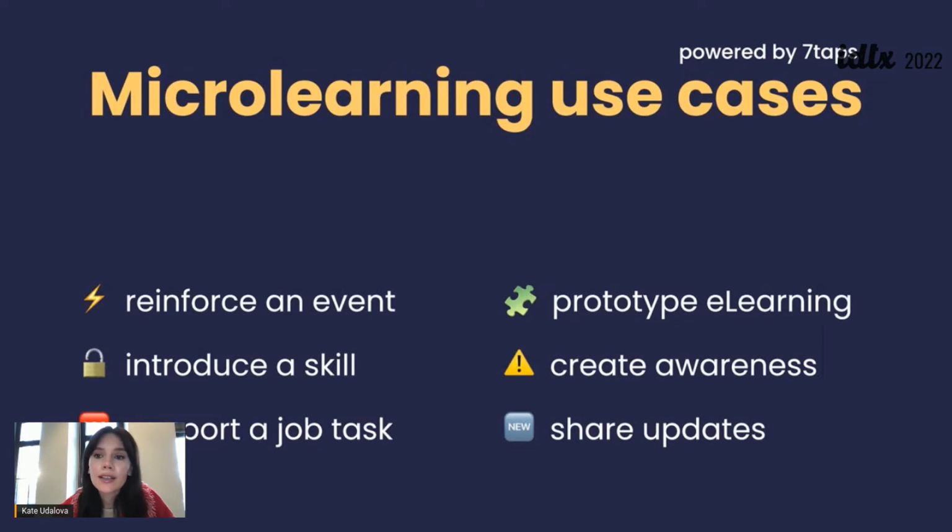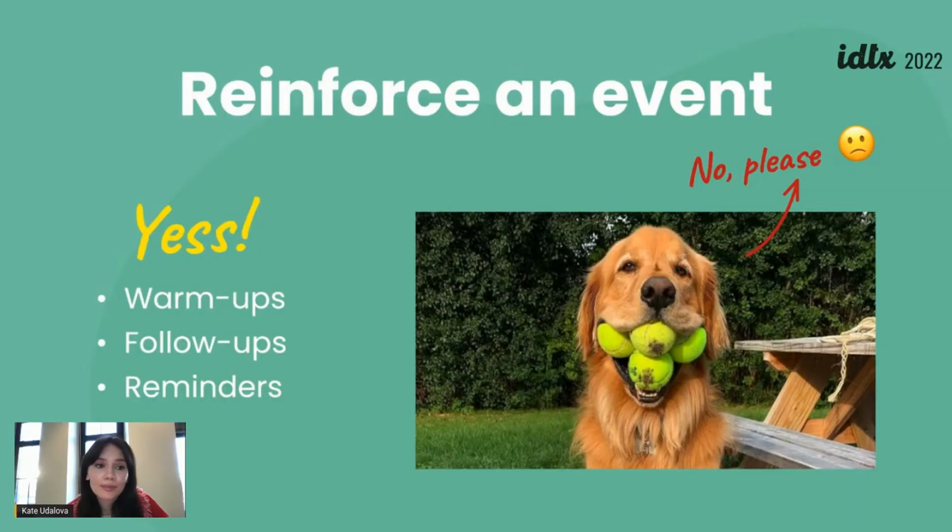Then here on the slide, you can see microlearning use cases depending on their learning objective. I intentionally put here that they are powered by 7Taps. This is the data I get from 7Taps clients, and I know for sure from experience that these scenarios are perfect for microlearning. Companies really benefit from them. And further, we'll just dive deeper into some of the use cases. I'll share some good and bad examples so you can make your own conclusions on that.